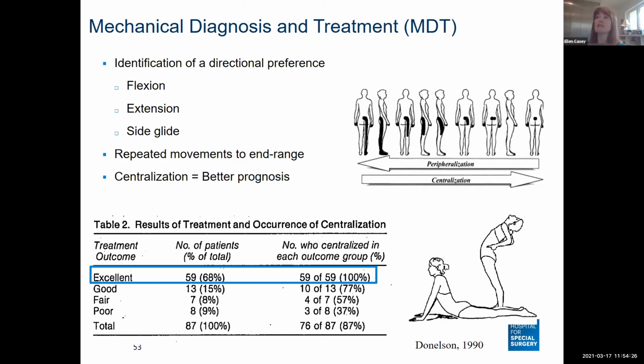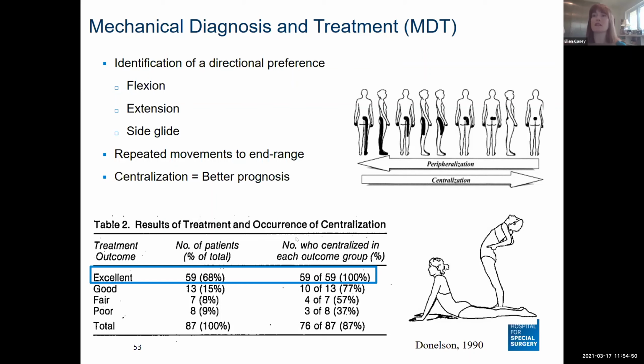But this is also known as McKenzie therapy. And a lot of people think McKenzie means extension. It absolutely does not. But what you do, you have to figure out which direction does the athlete move in to centralize their pain. So they may respond to a side glide. They may respond to flexion. They may respond to a combination of movements. It is not just extension, although a lot of people do respond to extension.